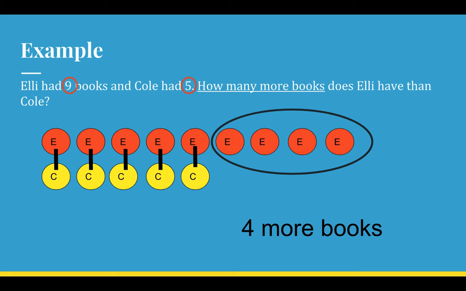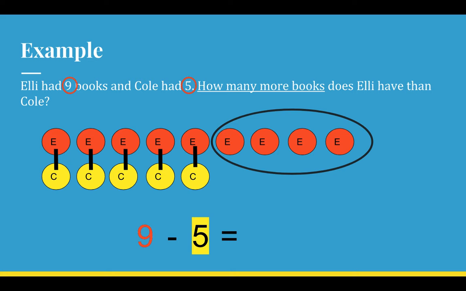Another way to look at this is I can use subtraction. So when I'm using subtraction, I'm going to start with the bigger number. So that's what Ellie had. So I'm going to have 9. Then to figure out how many more, I have to subtract how many Cole did have, because I'm looking at the difference between the two. So I'm going to subtract 5. Those are the yellow ones. So 9 minus 5. I can look at this a couple of different ways. I can count backwards.